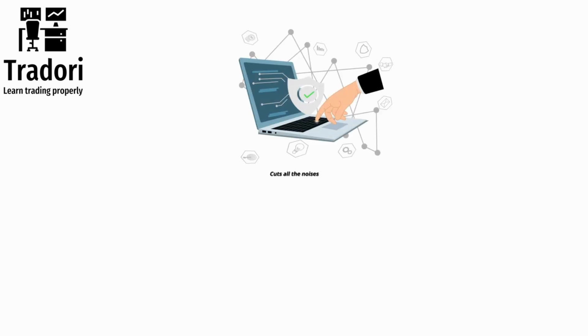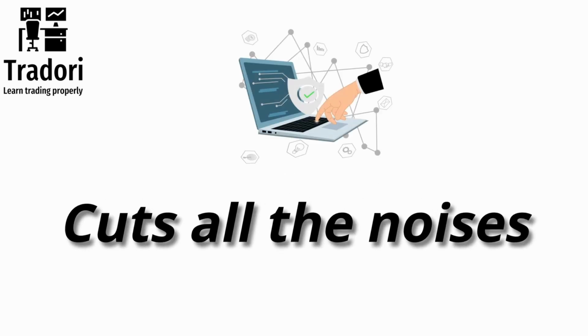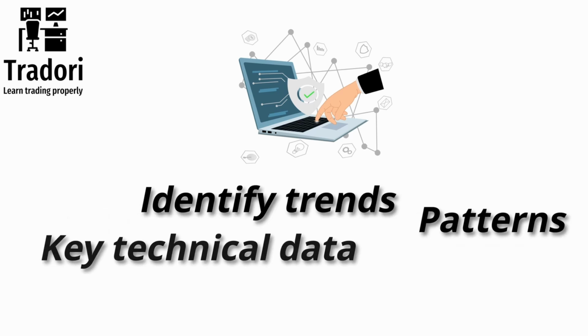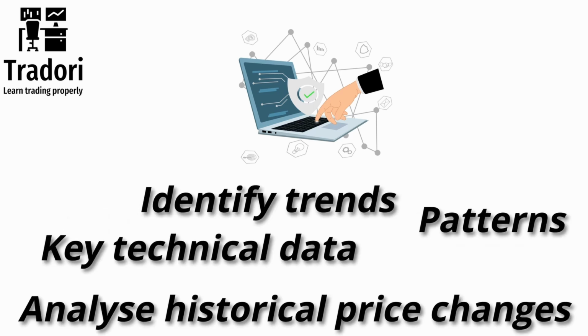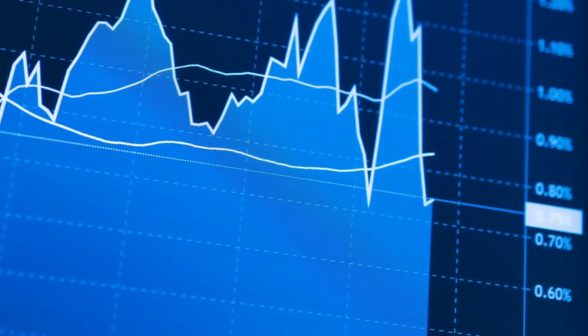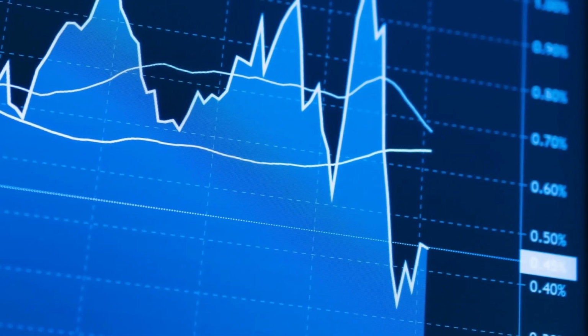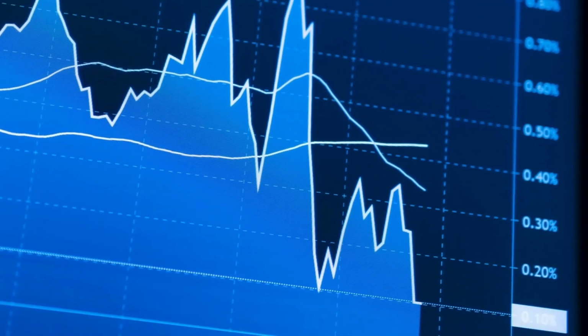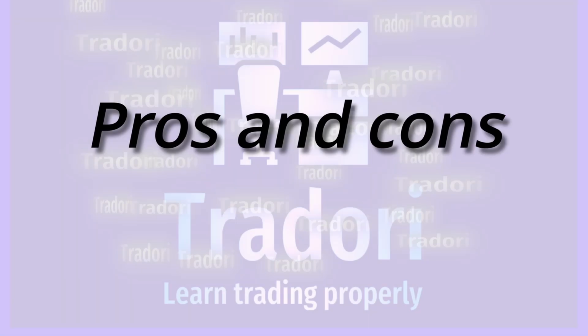However, it could also be useful because it cuts all the noise from a chart, so to speak, and it helps to identify general trends, patterns, key technical data, or analyze historical price changes. Line charts are not optimal when it comes to detailed price analysis, for identifying complex chart patterns, or using advanced technical analysis techniques. Here are the pros and cons of using line charts.